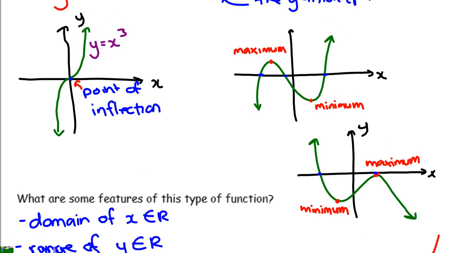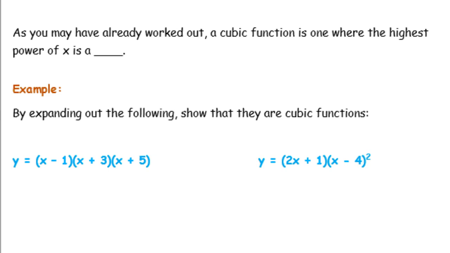Let's move on. As you may have already worked out, a cubic function is one where the highest power of x is a 3. Whereas in a quadratic, would you agree that the highest power of x is a 2? And in a linear, the highest power of x is a 1. So let's practice some algebra. Example: by expanding out the following, show that they are cubic functions. So we're proving that they have an x cubed term. It's pretty obvious that it will, but let's practice doing some pretty complex expanding.